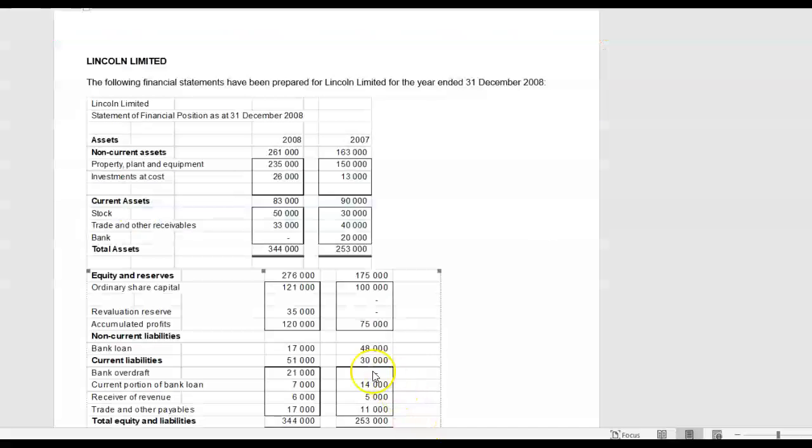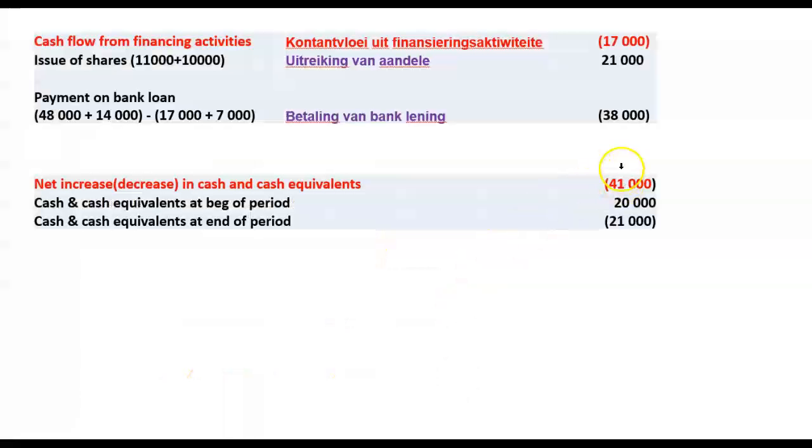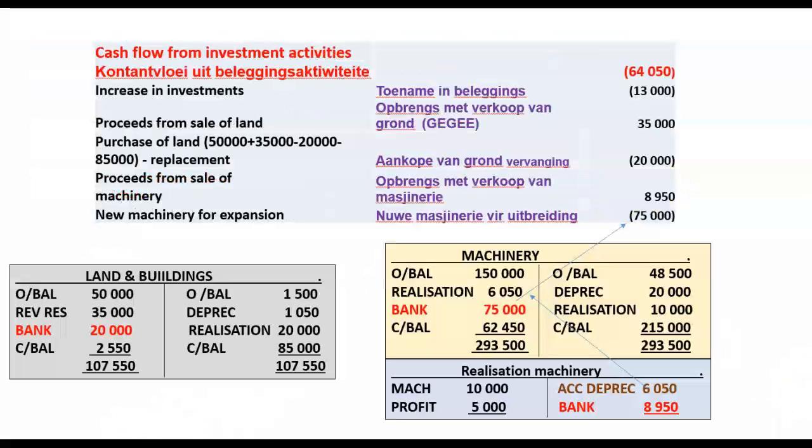Cash and cash equivalents in the beginning of the year was equal to 20,000 positive. At the end of the year, we had an overdrawn balance of 21,000, so there was a negative movement of 41,000 in cash and cash equivalents. And that's it. So it's really an easy question. The only thing that you have to take note of, have a look at these calculations because that is really, really important.